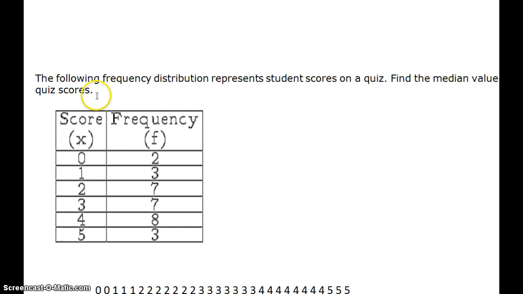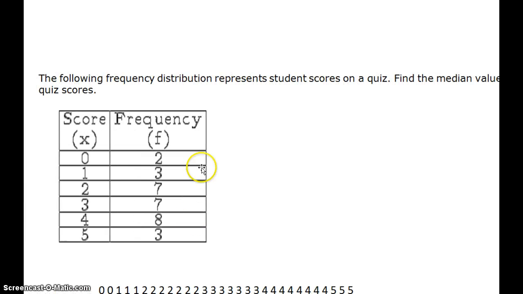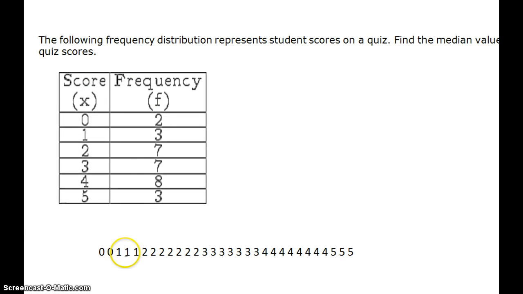Okay. So here's a frequency distribution. Find the median value of the quiz scores. If we listed all these quiz scores out, there's 2 zeros, 3 ones, 7 twos, 7 threes, 8 fours, and 3 fives.